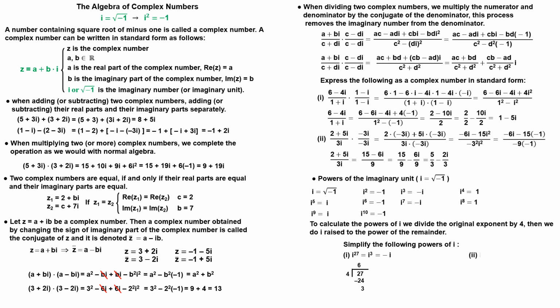i raised to the power of 137. Divide 137 by 4. The remainder is 1, so i raised to the power of 137 is the same as i raised to the power of 1.